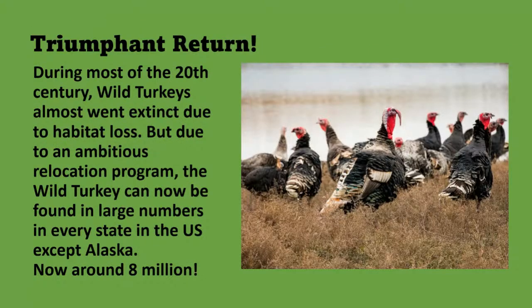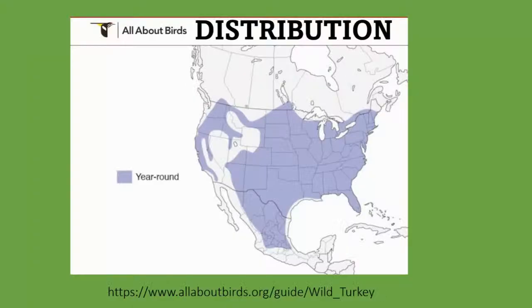But during the 20th century, wild turkeys came back, especially in the mid 1940s, thanks to relocation programs. And now they're in every state, and around 8 million of them are wild in the United States. And here's a nice map from the Cornell Lab of Ornithology's All About Birds website, showing their distribution.